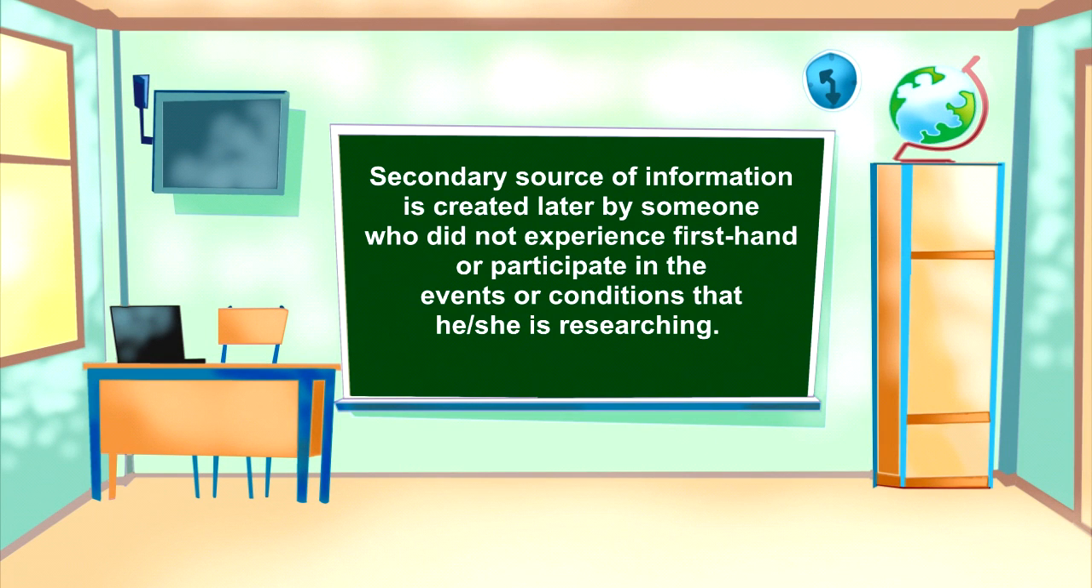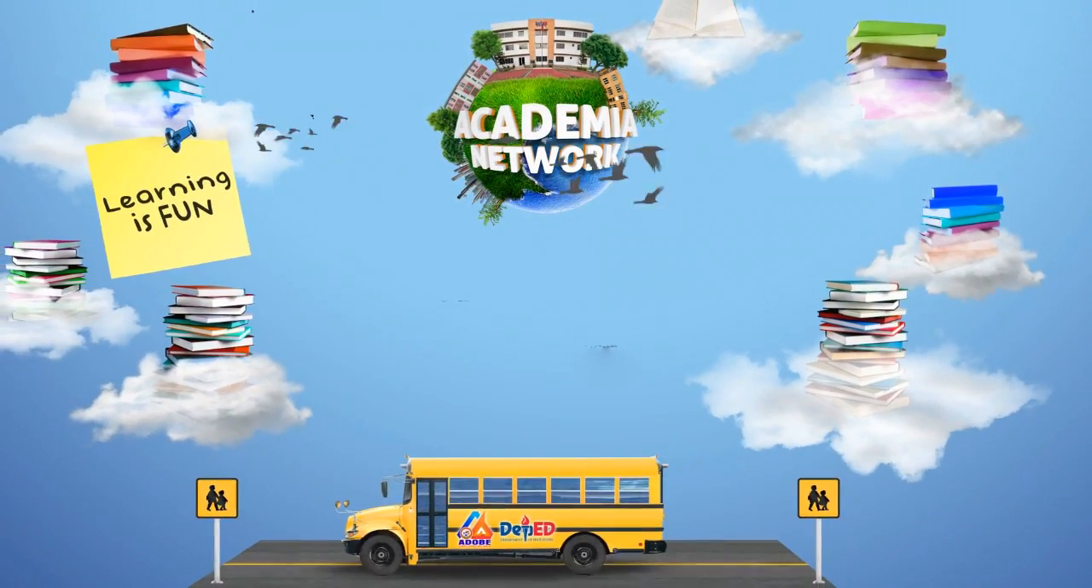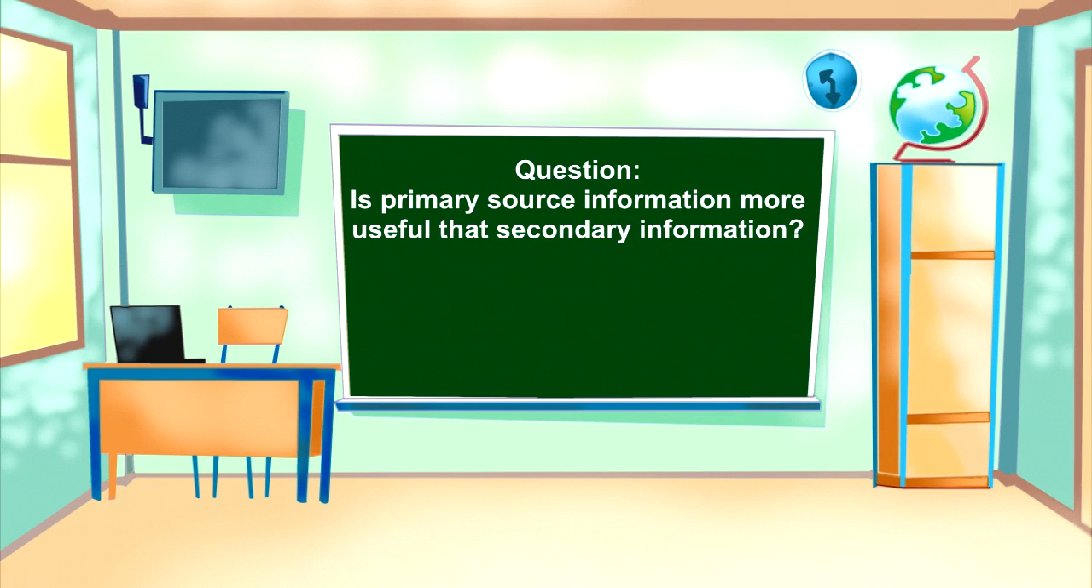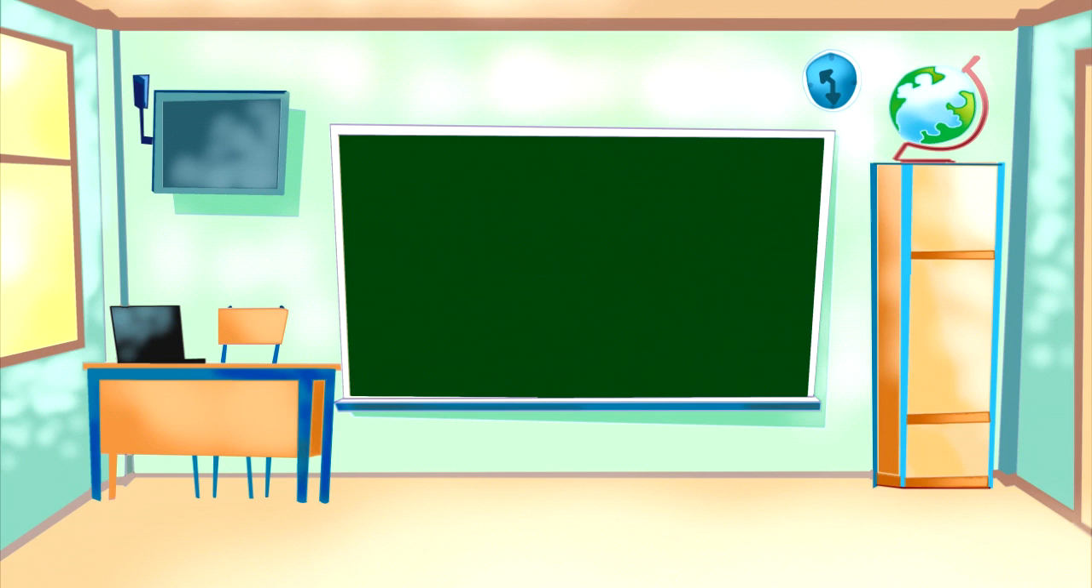While secondary source of information is created later by someone who did not experience firsthand or participate in the events or conditions that he or she is researching. Also, secondary sources help explain new or different positions and ideas about primary sources. Question: is primary source information more useful than secondary source information? The answer is both primary and secondary sources are useful because they complement each other to help build a convincing argument.